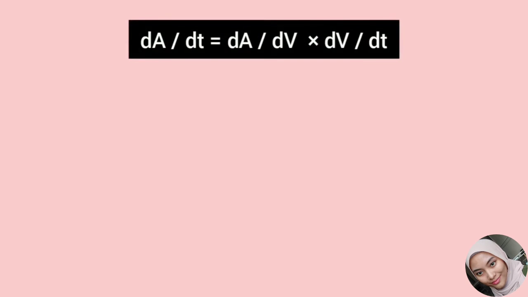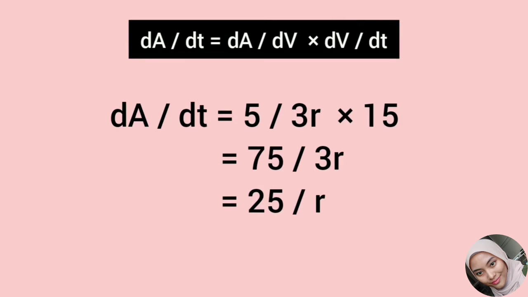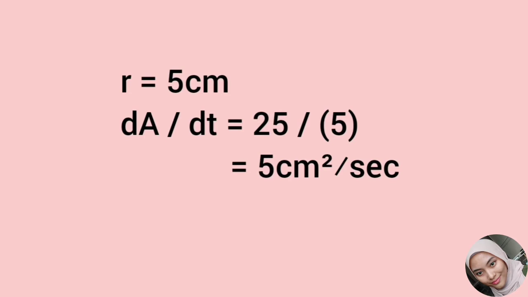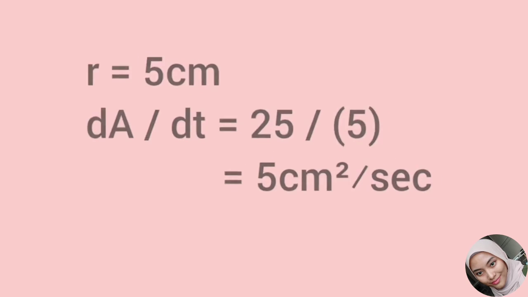And we need to find dA over dt. What is dA over dt? dA over dt equals 5 over 3r times 15, which equals 75 over 3r, which equals 25 over r. When r equals 5 cm, dA over dt equals 25 over 5, which equals 5 cm squared per second.